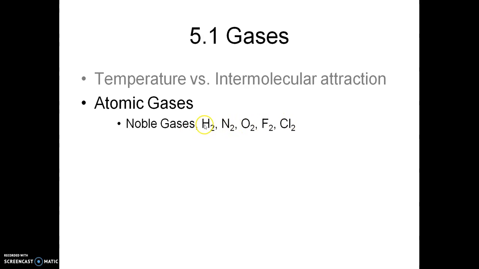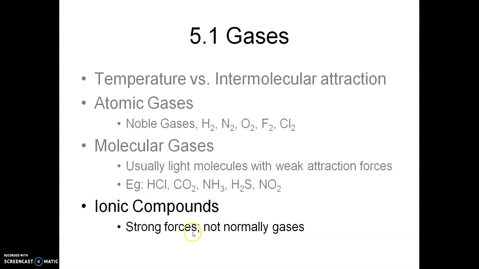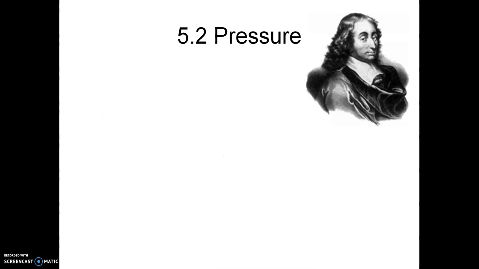Don't worry too much about this. Some gases are just made of individual elements. Some are compounds, like HCl, carbon dioxide, whatever. Ionic compounds have very, very strong forces. They don't become gases, at least not at normal temperatures. You've got to get ridiculously high, like surface of the sun hot. So that's not important. The discussion of intermolecular forces and temperature is.